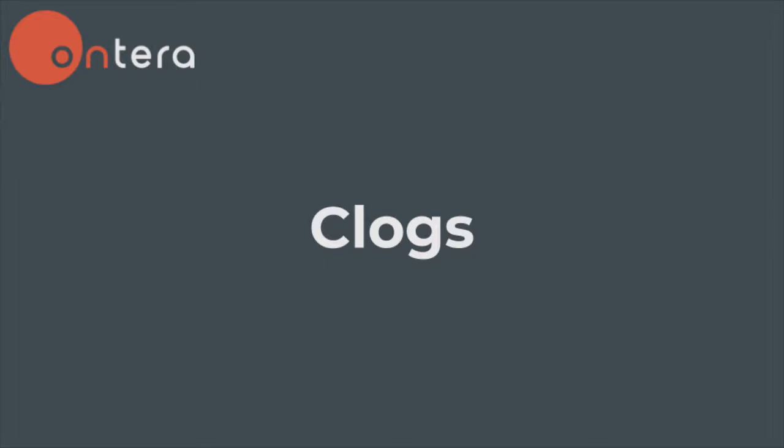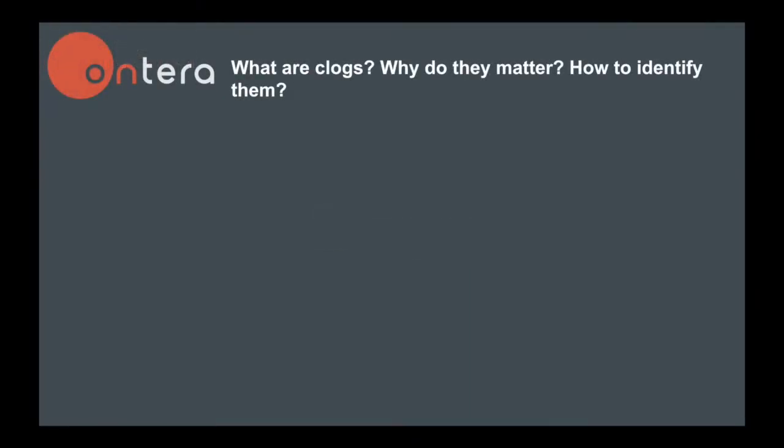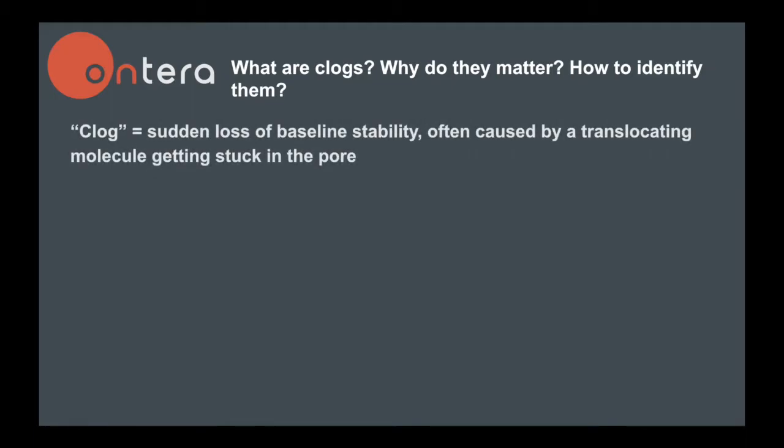Clogs are one of the most common issues you will run into when using your nano counter. In this video, we will go over what clogs are, how to identify them, and how to fix them. Nanopores are just nanoscale holes, and with molecules constantly translocating, things can get stuck in the hole and clog the pore. Clogs result in a sudden loss of baseline stability.